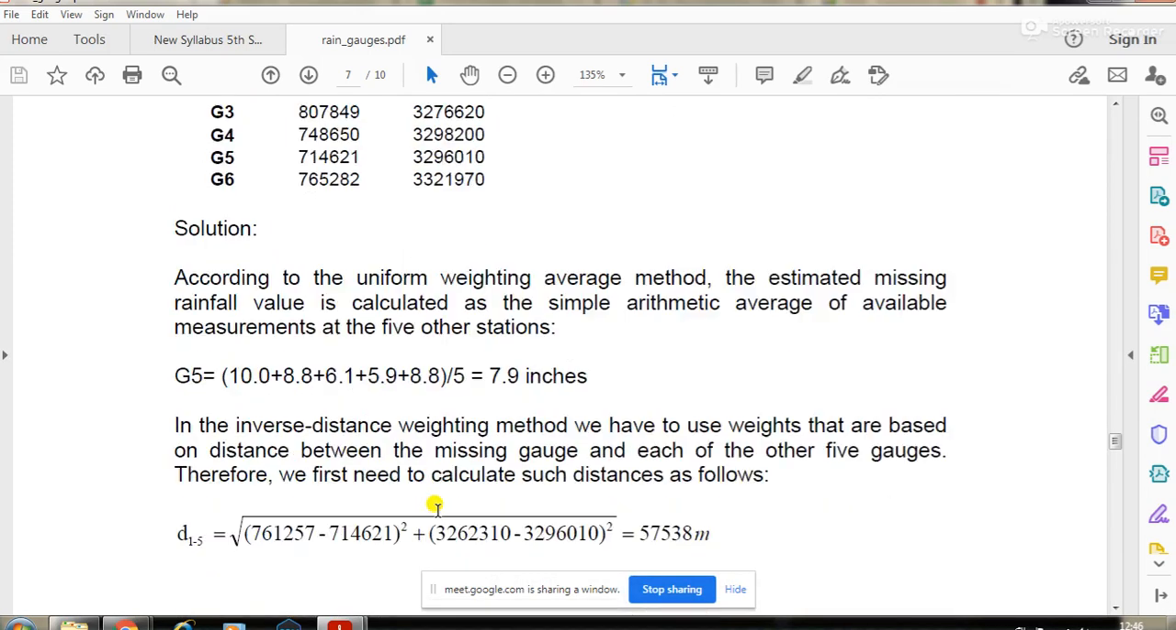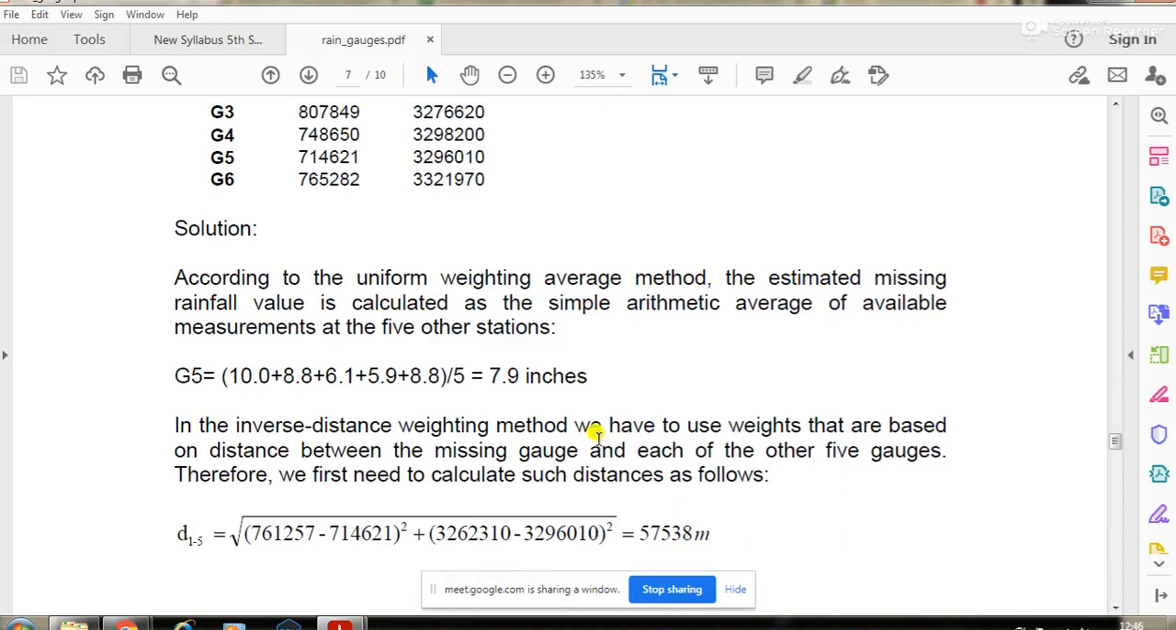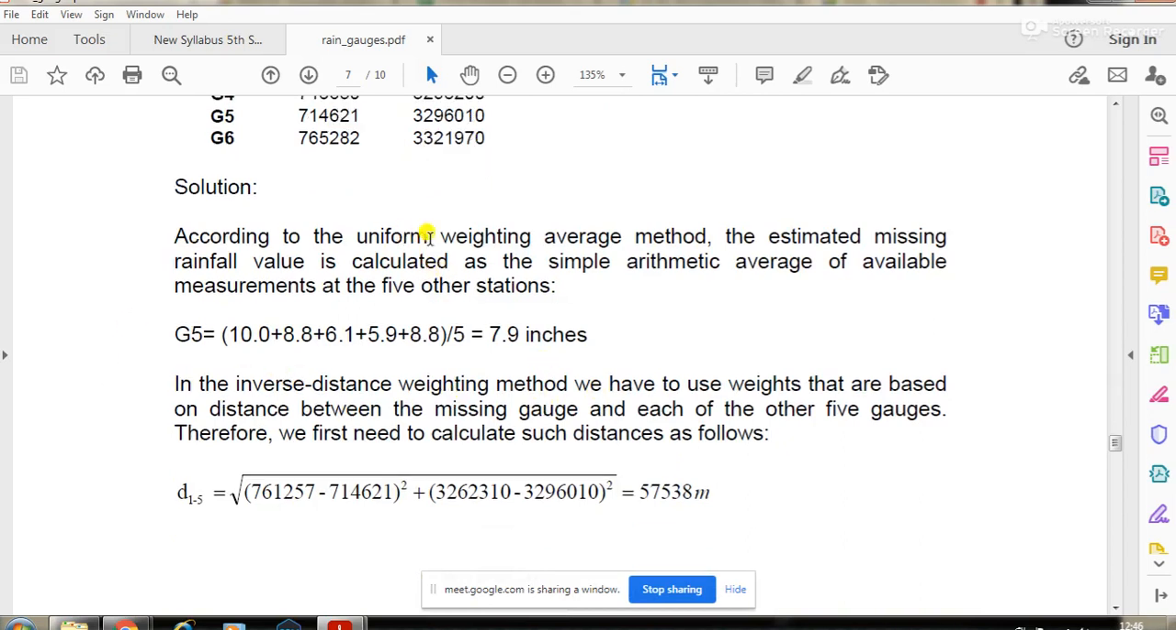Here also you can see in the previous problem, we have used two methods: the uniform weighing method and the inverse distance weighing method. The values are not matching, because the uniform weighing method gives 7.9 inches, where we have taken just the average value, nothing else. They are not considering the distances. They are just considering that, say for example, in Durgapur, the city center area and the Fuljur area have similar rainfall values.